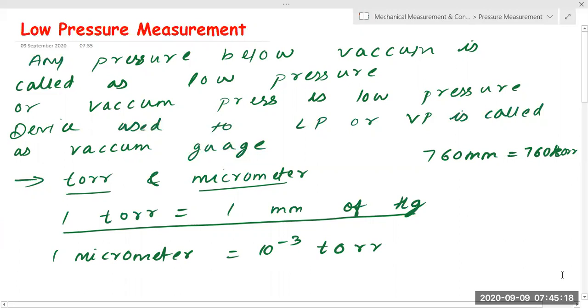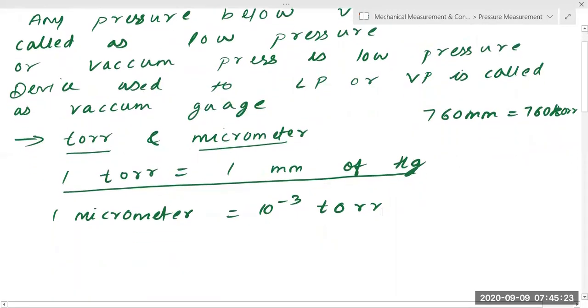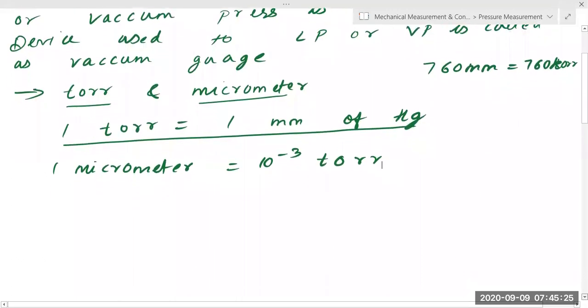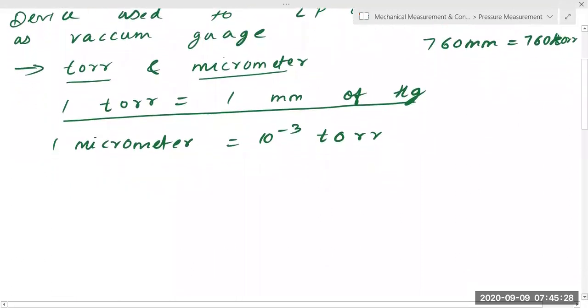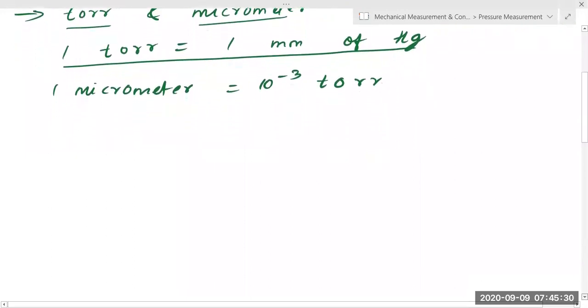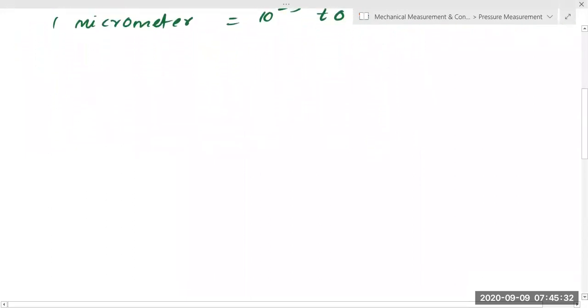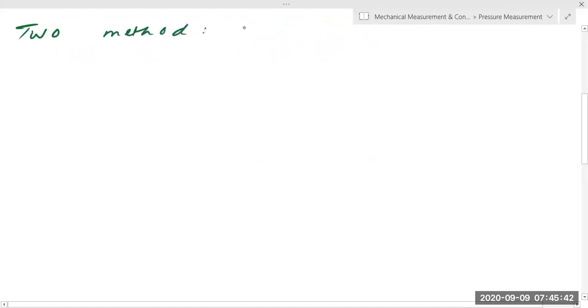Simple as that. Now that we have understood what we are going to do, we are going to measure vacuum pressure. We know the units of vacuum pressure, and we know the device used to measure vacuum pressure is called a vacuum gauge. Now I'm going to explain that there are two methods to measure vacuum pressure. How many methods? Two methods. One is called the direct method, and the other is called the indirect method. Now I'd like to elaborate what the direct method and the indirect method mean.